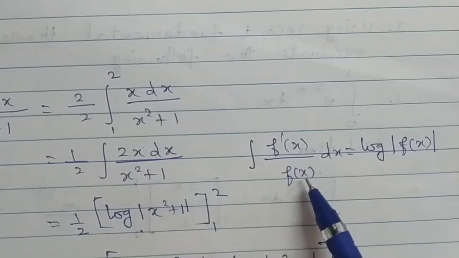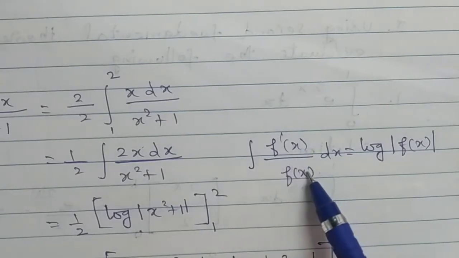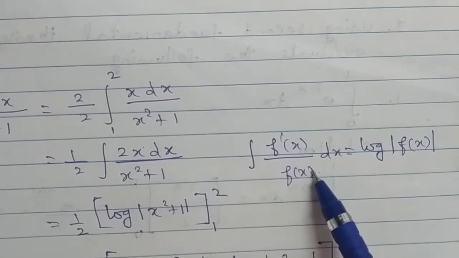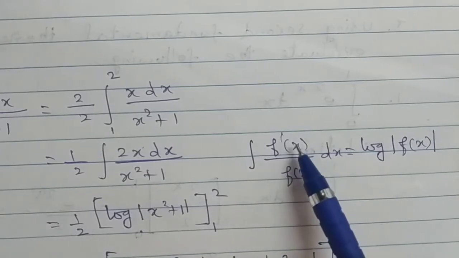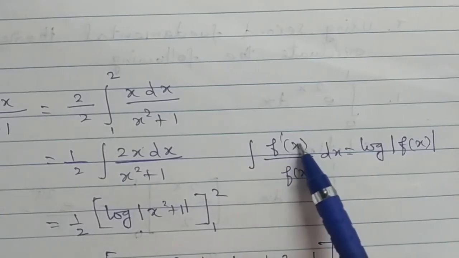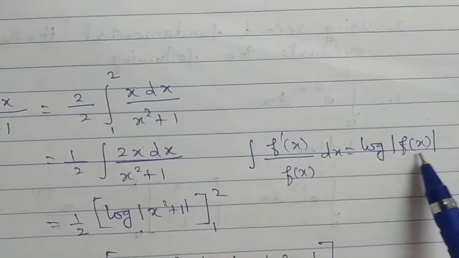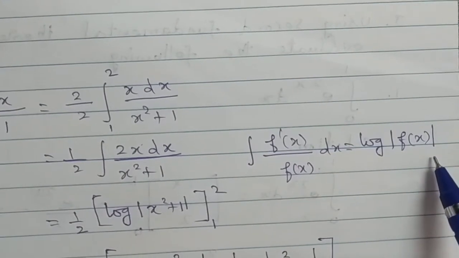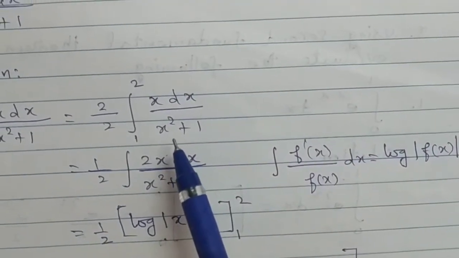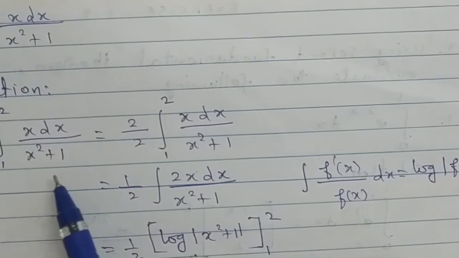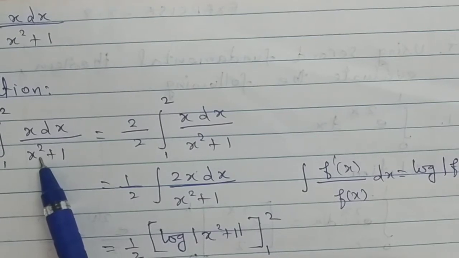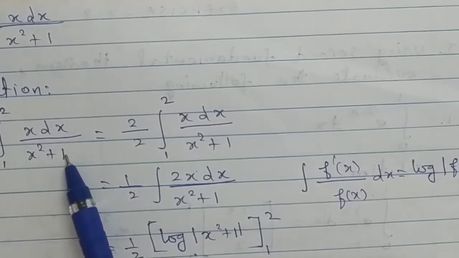The derivative of the given function is f dash of x. Derivative means we find the differentiation. So if f dash of x is in the numerator, we can write log modulus of f of x. Here the denominator is x square plus 1. The derivative of x square is 2x, and the derivative of 1 is 0.